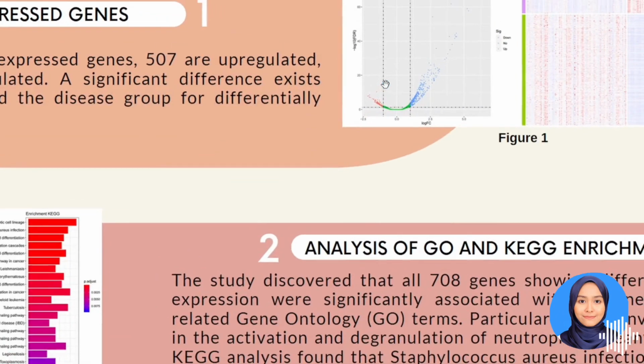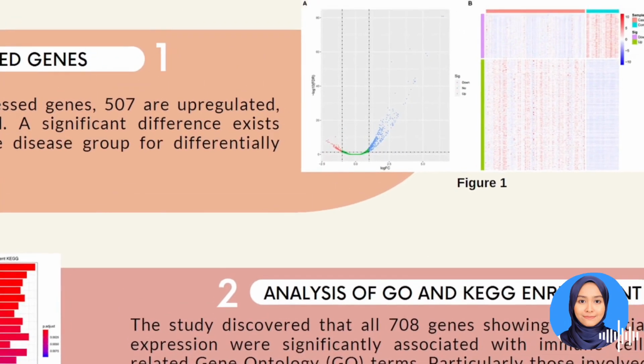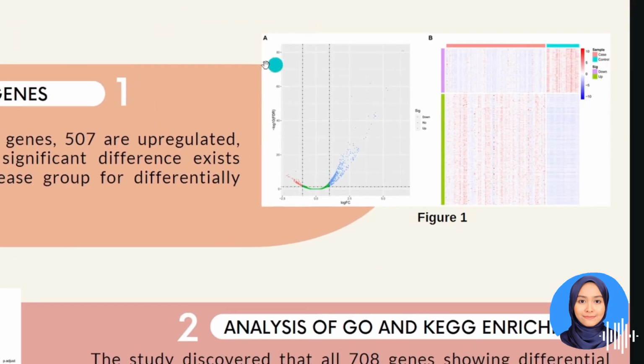This figure 1 shows the result of differential gene analysis. Figure 1a is a volcano map, while figure 1b is a heat map of differentially expressed genes. The x-axis of the graph 1a represents the multiple of differential expression, log 2FC, while the y-axis represents the negative log 10 of the false discovery rate, FDR.